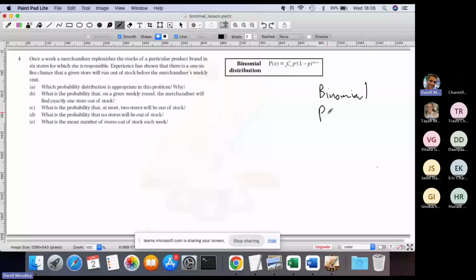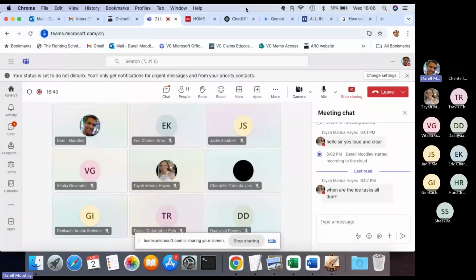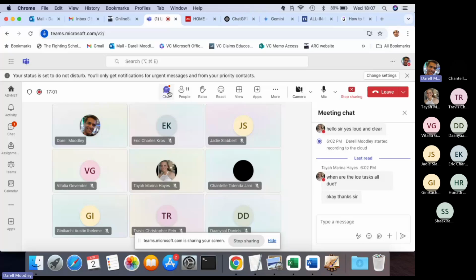Let me just check the chat. When are all the ICE tasks due? Taya, I hope I'm pronouncing your name correctly. The first ICE task, I believe, is due on the 30th of April. But the other 3 are due a bit later. I'm not 100% certain on the date. I do know it's in May, but I don't know the date exactly. But do try and complete all of them this month. Hope that helps. No worries.